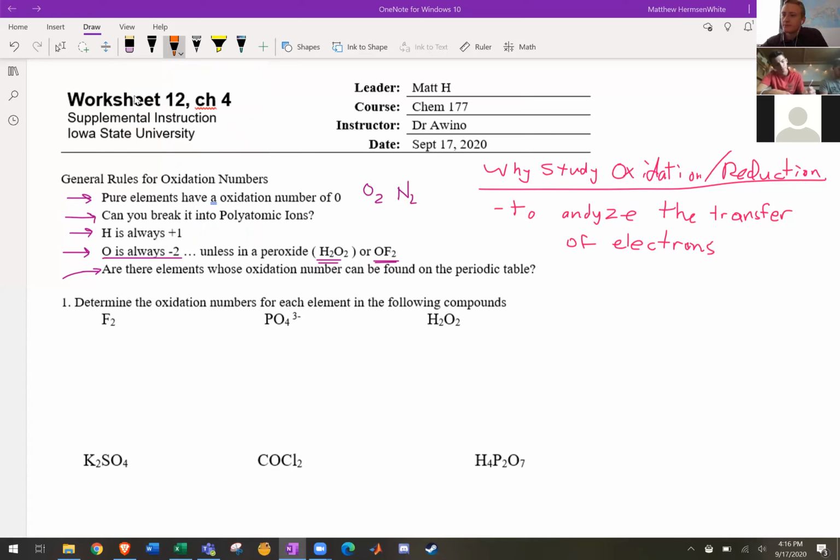So when you said pure element O2, but then O is always -2, what's the difference between them?